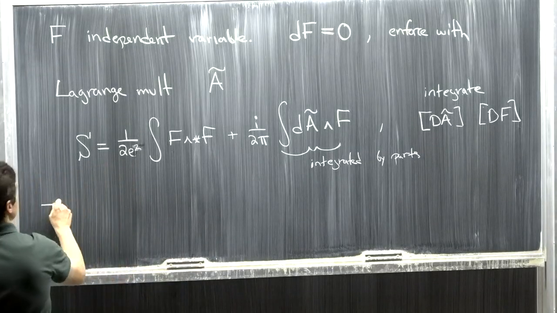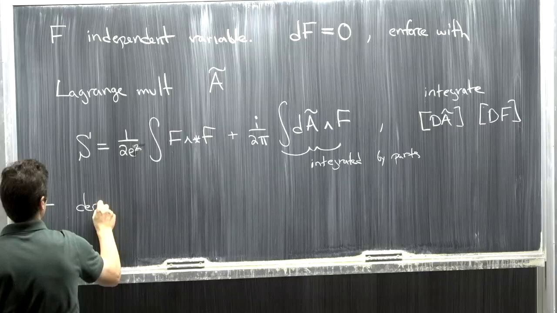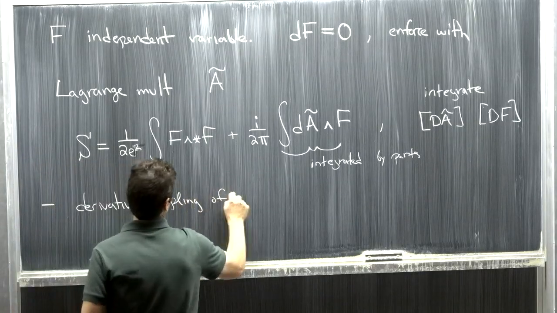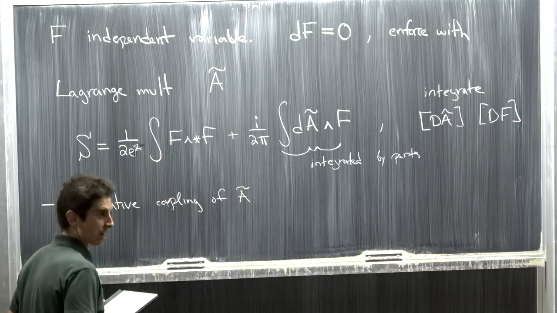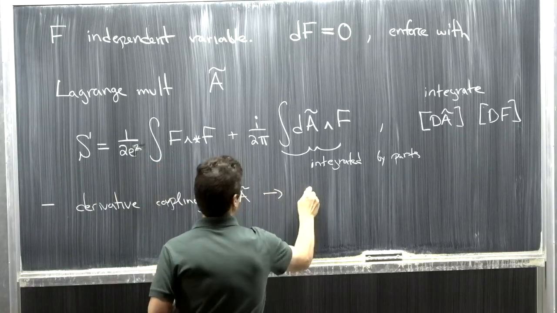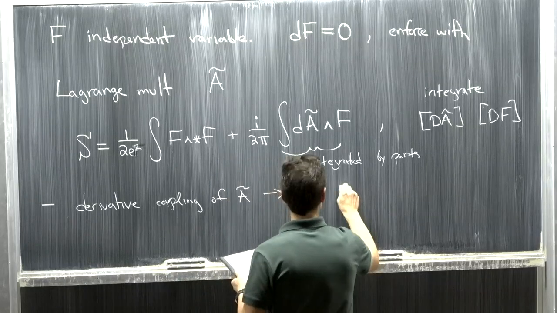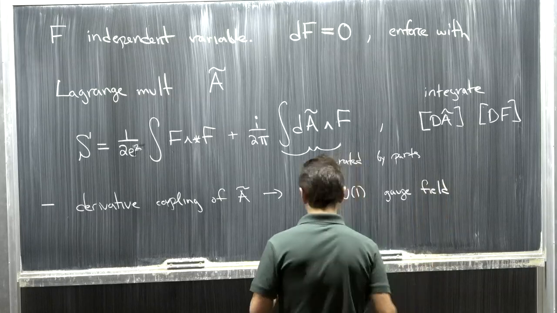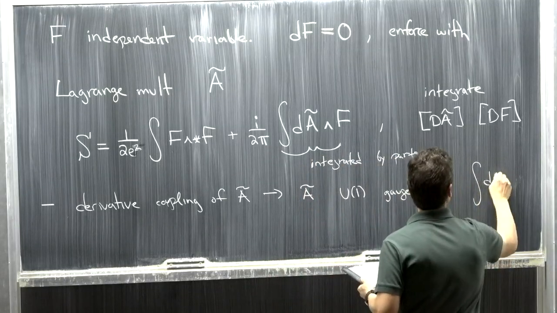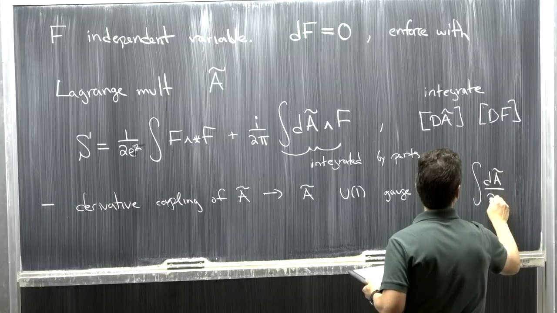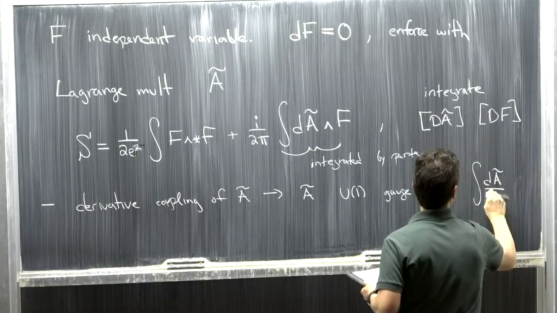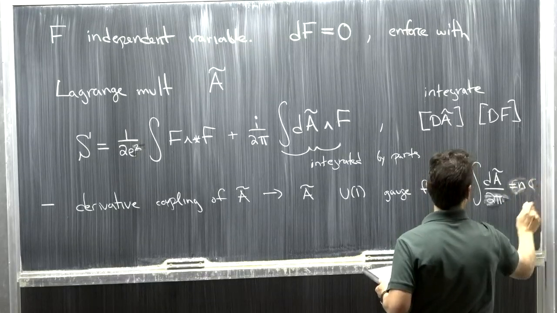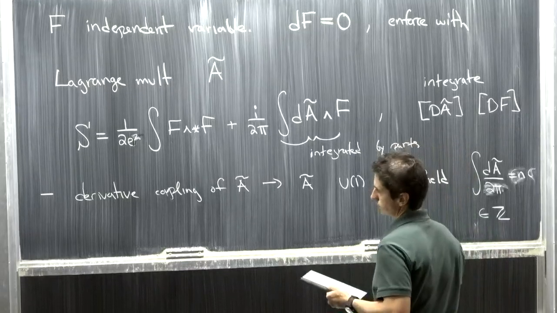So this derivative coupling. Let's inspect this some more. This derivative coupling of A tilde, the fact that the action depends only on dA tilde, not A tilde, this tells us that A tilde is a new gauge field. And I will enforce that its fluxes are quantized. Let's call this n in the integers. Any n is allowed.